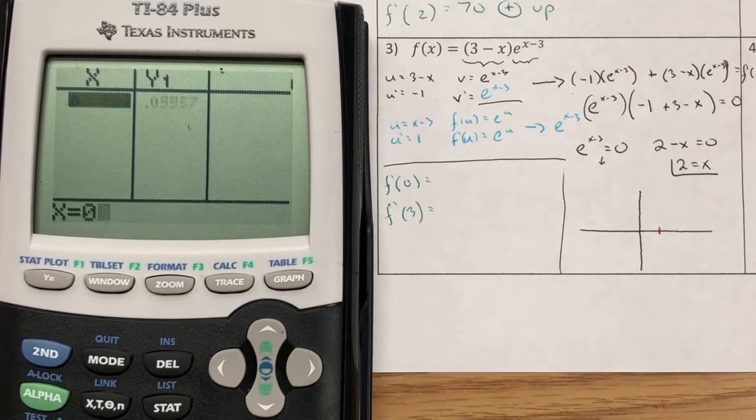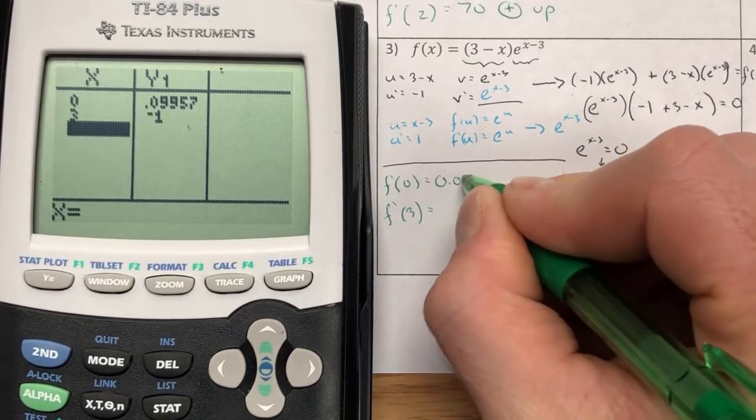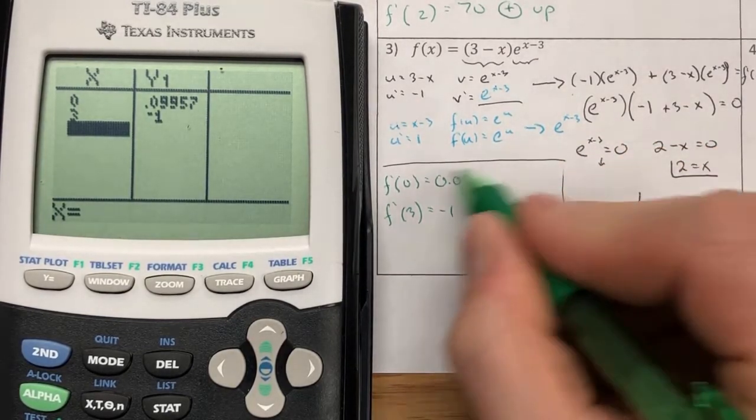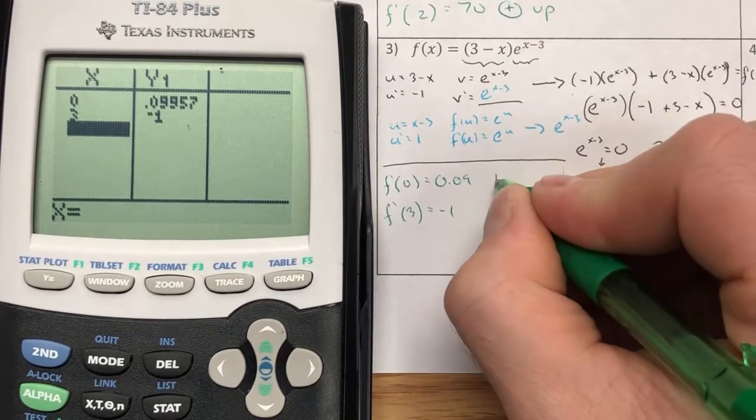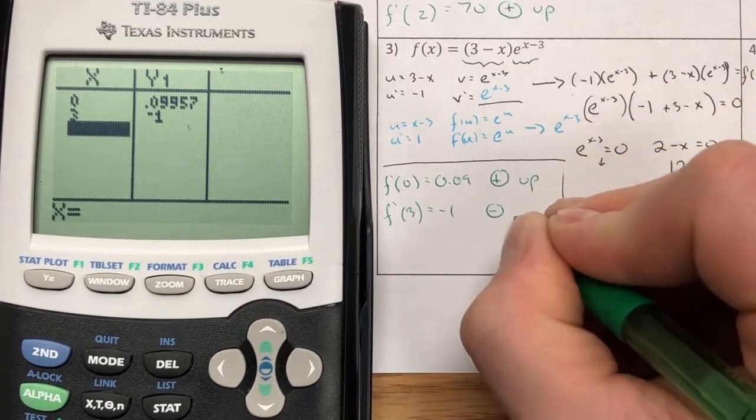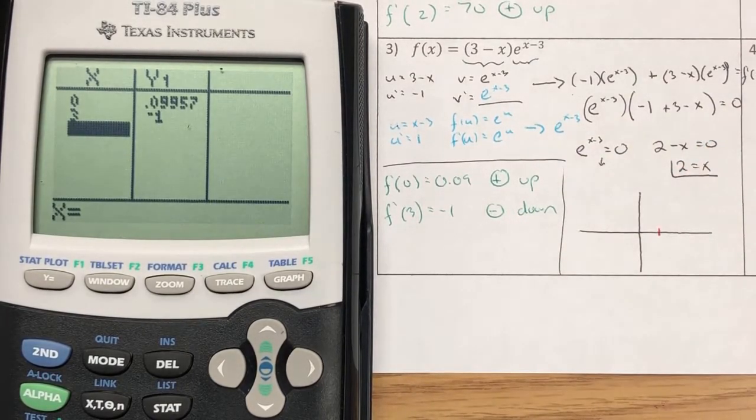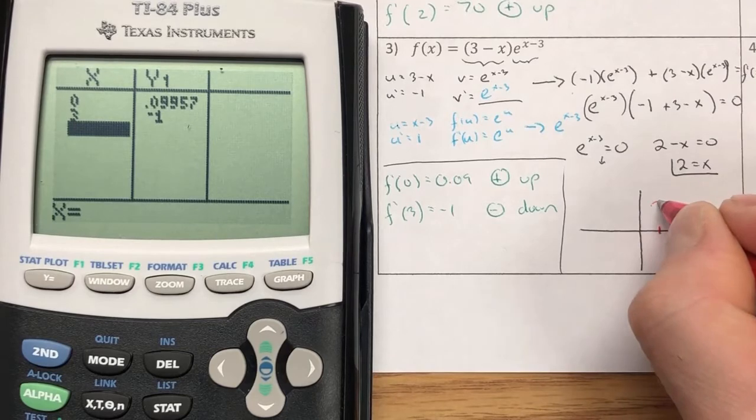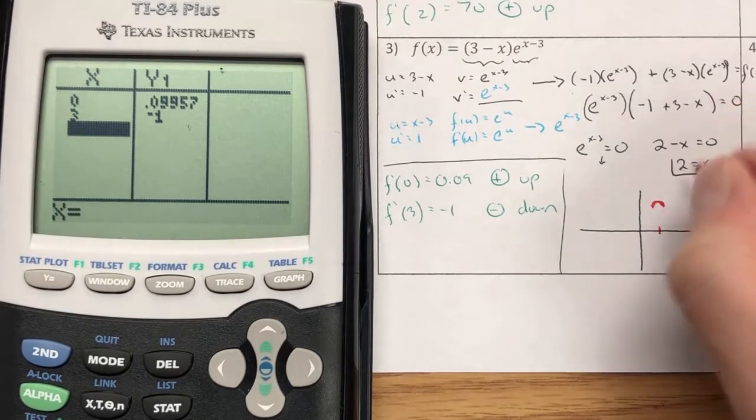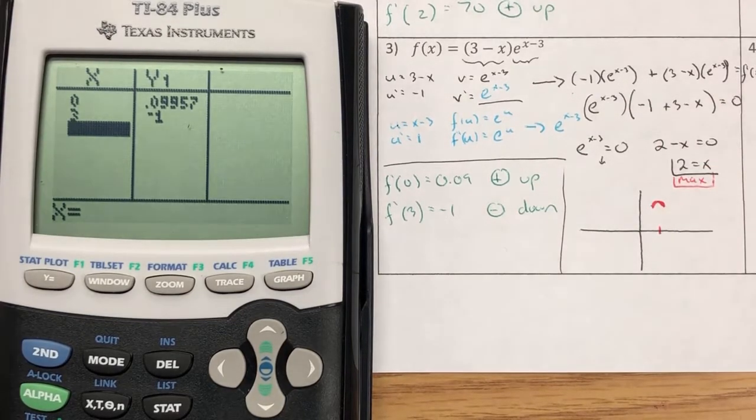I'm going to plug in a 0 and a 3. Now when I plug in 0, I have 0.09, and here I have -1. Again, I don't really care what the values are. I see a positive number and a negative number, which means the graph is going up and then down. So the only way that the graph goes up and then down is if I have a maximum point. So this point is a max.